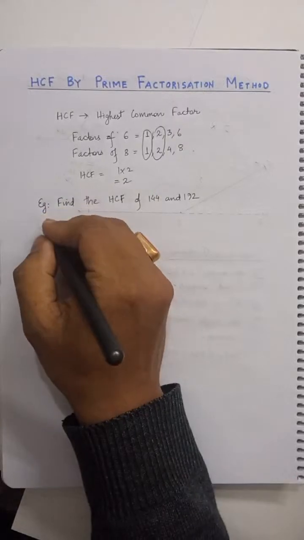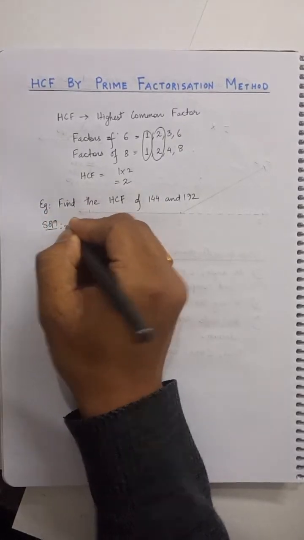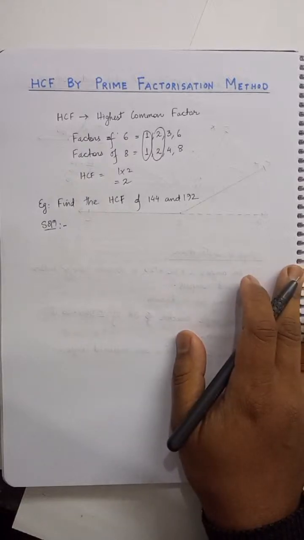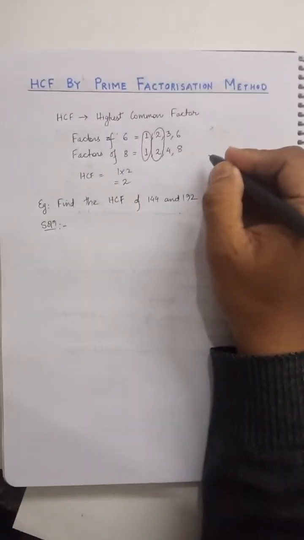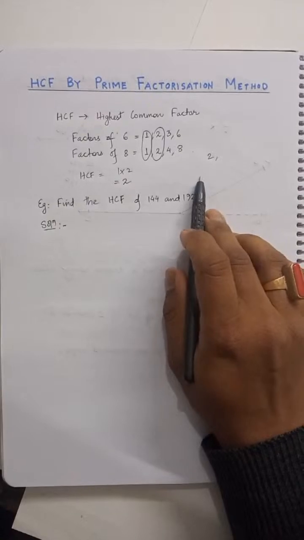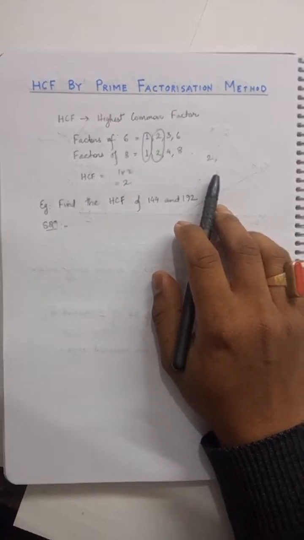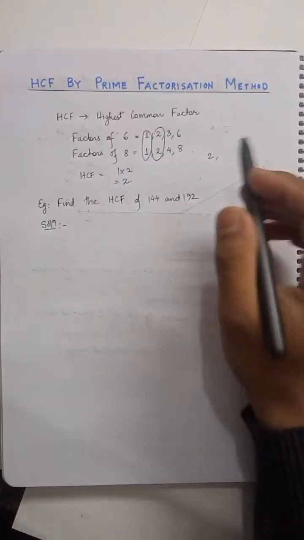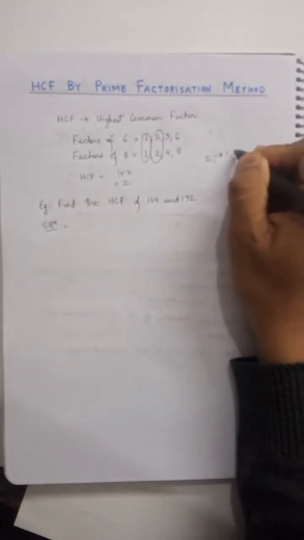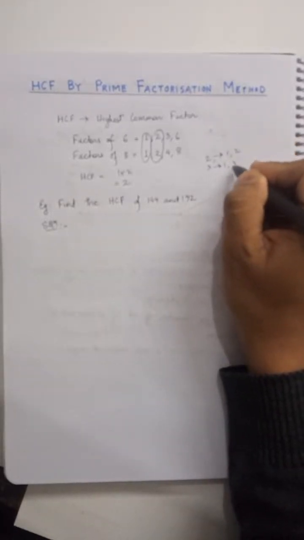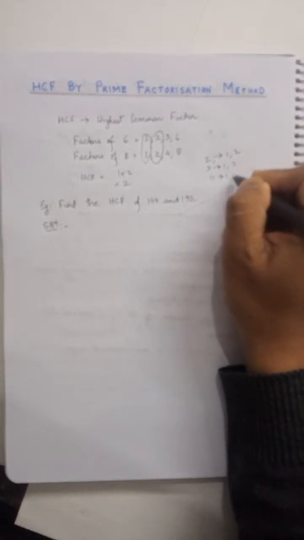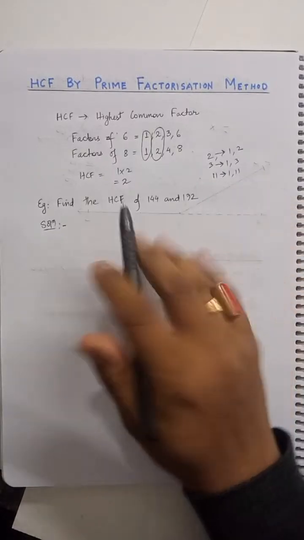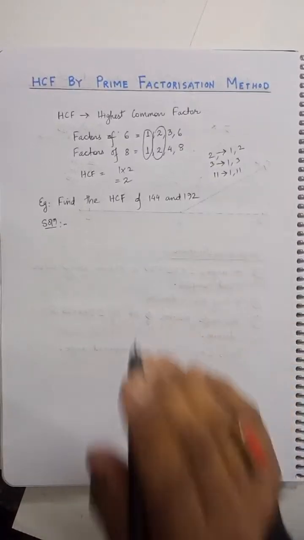So what are prime numbers? Prime numbers are the numbers which have only two factors. That means these numbers are divisible by only two factors. For example, 2. 2 is the smallest prime number and the only even prime number. Apart from 2, all the prime numbers are odd. So 2 has two factors, 1 and 2. 3 has two factors, 1 and 3. 11 has two factors, 1 and 11. These numbers fall under the category of prime numbers. In this method we are going to use only the prime numbers.